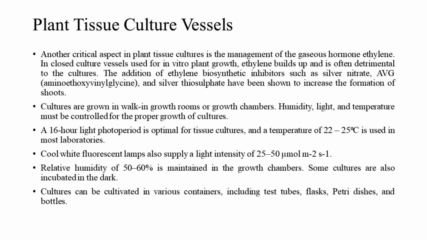Humidity, light, and temperature must be controlled for the proper growth of cultures. A 16-hour light photoperiod is optimal for tissue cultures, and a temperature of 22-25 C is used in most laboratories. Cool white fluorescent lamps also supply a light intensity of 25 to 50 µmol m-2 s-1. Relative humidity of 50 to 60% is maintained in the growth chambers. Some cultures are also incubated in the dark.